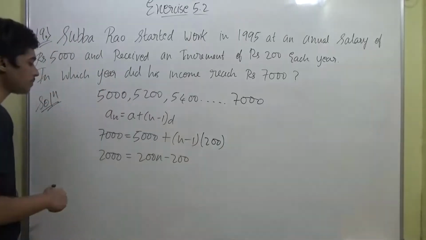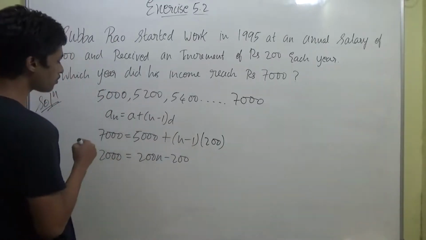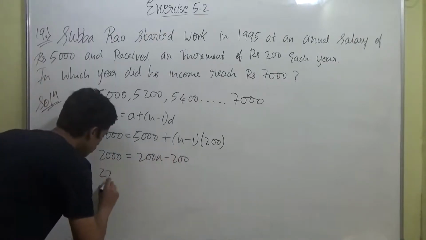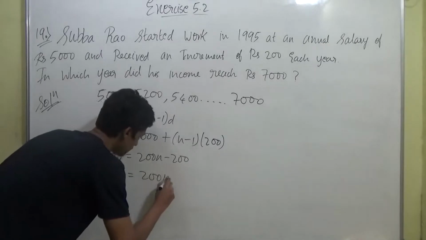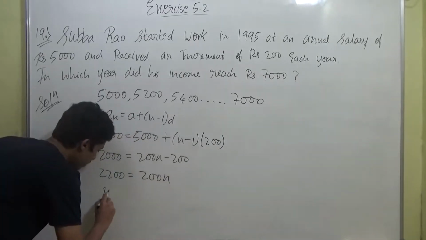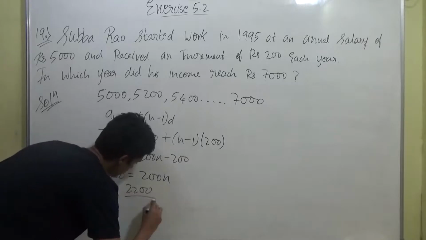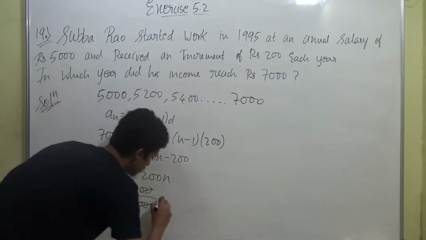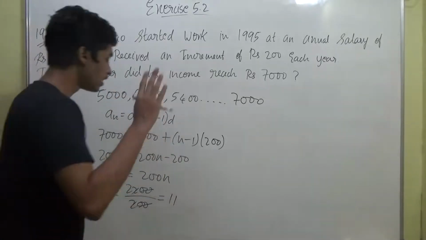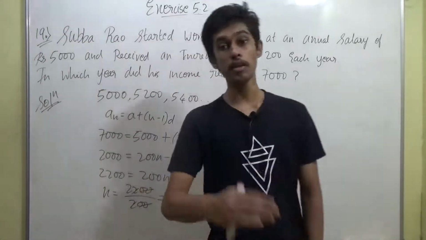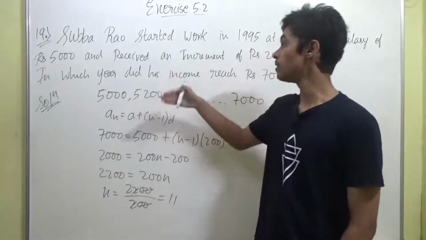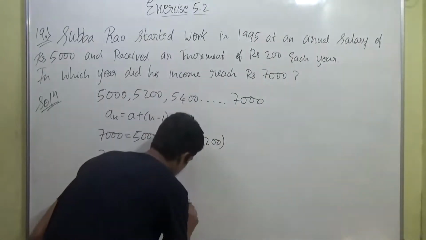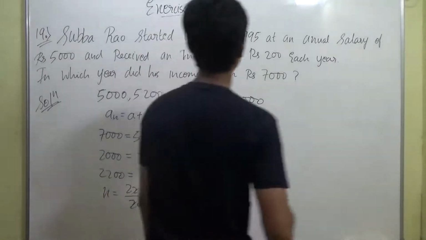If I open it up, now what will happen is 200n equal to, I'll bring this 200 to LHS, it will become 2200 equal to 200n. Correct, guys? Now what I'll do, n equal to 2200 by 200. So the 00 gets cancelled, 2 1s are 2, 2 11s are 22, so n equal to 11, which means Shubho Rao's income after 11 years from 1995 will become 7,000, guys, per annum. Getting it, guys? So this 11 here is 11 years, right?